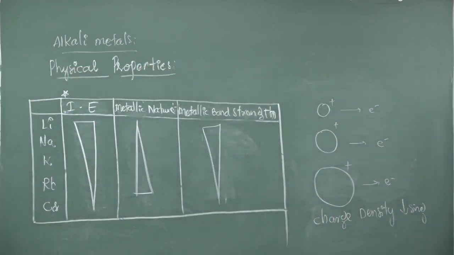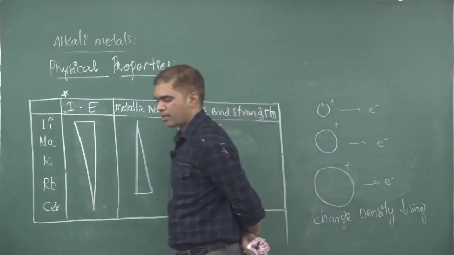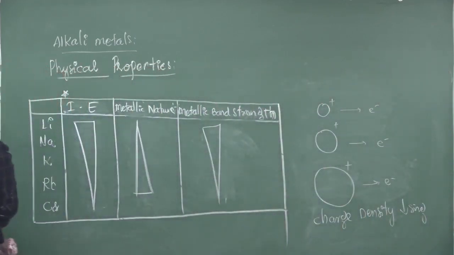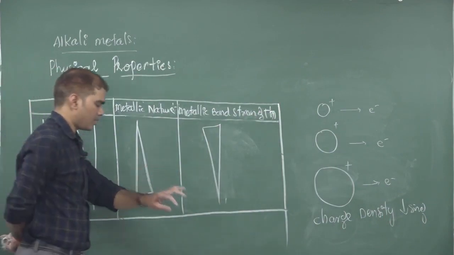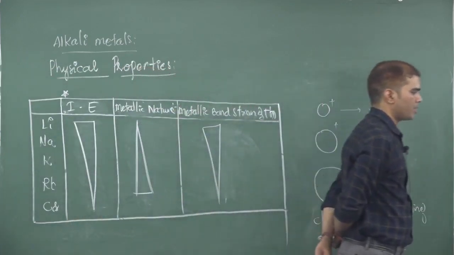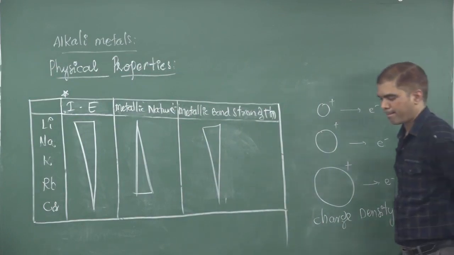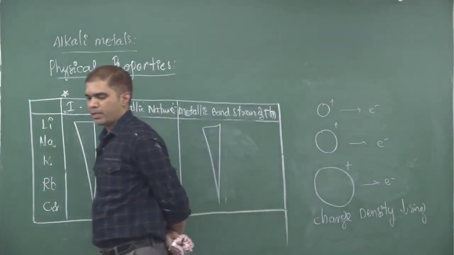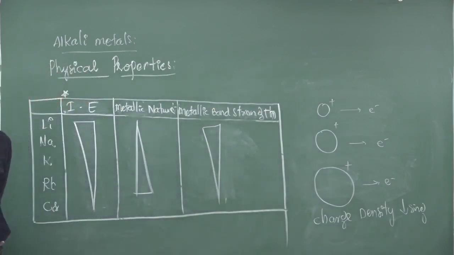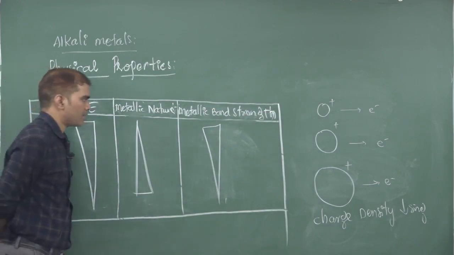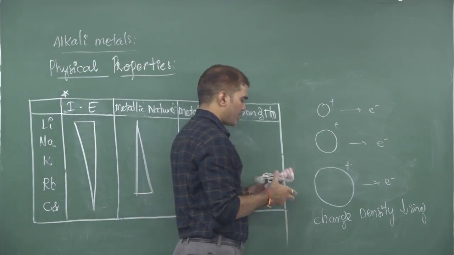Down the group, the surface charge density decreases. Therefore, the metallic bond strength decreases.